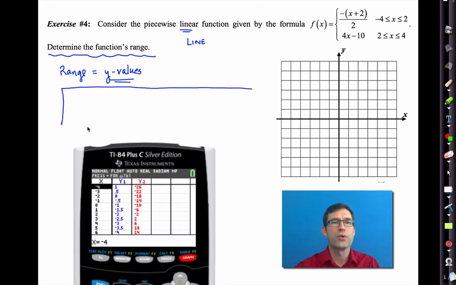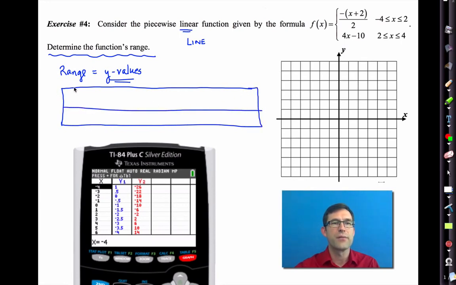I'm going to make my table horizontal. I know that the tables on the calculator are vertical, but I'm going to have a little more space here if I go horizontal. So I'm going to do x and y. I'm going to start at -4. In the table, I can see that my y value at -4 is going to be equal to 1. Then at -3, my y value is 0.5. At -2, my y value is 0.